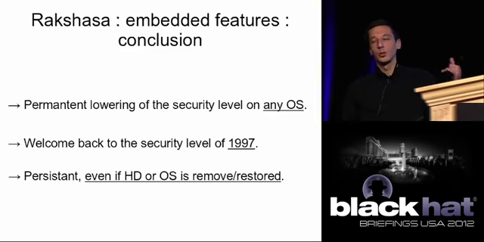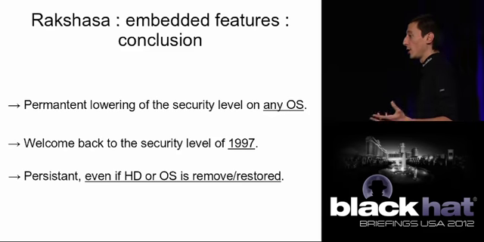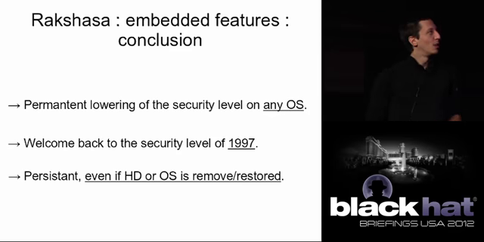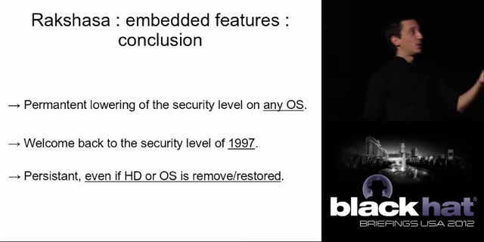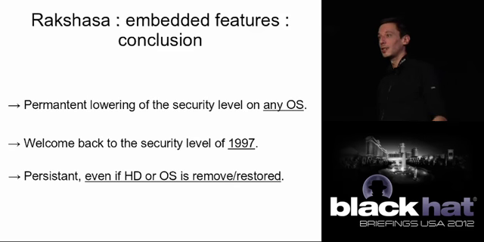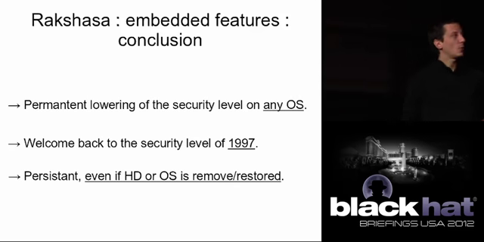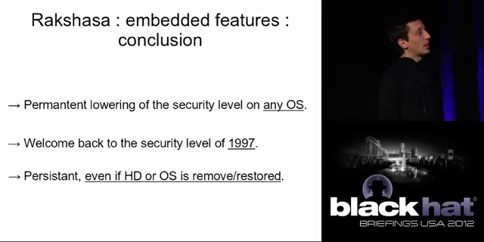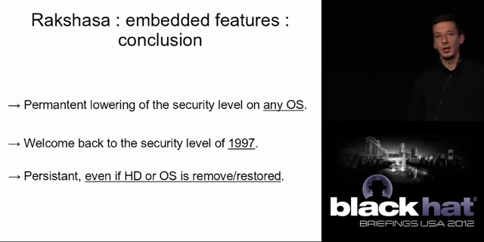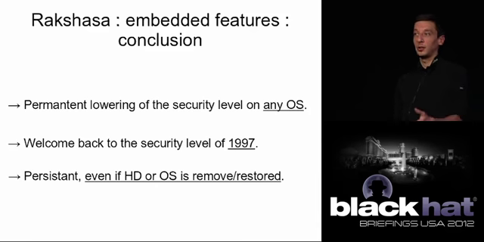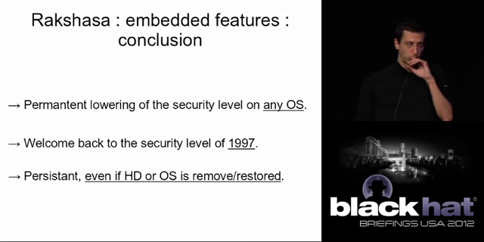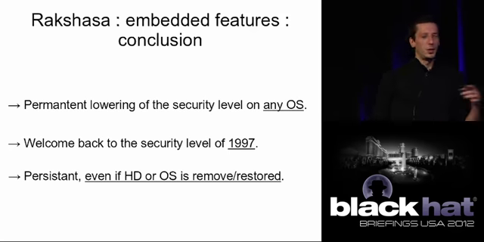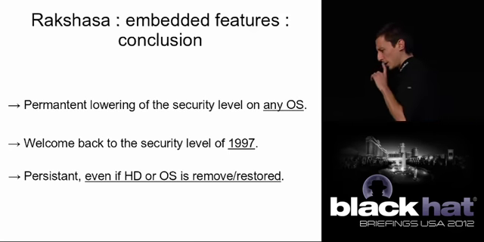All right. So if we put all those things together, we end up with a permanent lowering of the security level of any operating system. In particular, if you remove the CPU updates, it's going to be system independent. If you remove NX, you get back to '97, because that's when NX was first introduced. And I mean, it's a game changer in terms of security, right? Writing an exploit on a CPU which does support NX or doesn't is a game changer. There is one trick. There are two tricks actually.